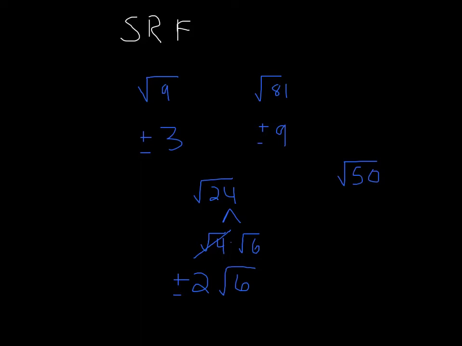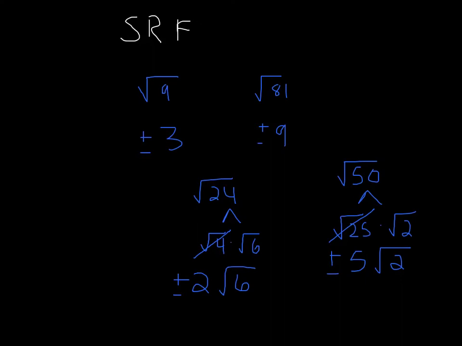Alright, so let's take a look at, say, the square root of 50. If you break it down, we can break that into the square root of 25 times the square root of 2, right? Because 2 times 25 is 50. Now, what's the square root of 25? The square root of 25 is 5. And then we still have this root 2 inside there. And then we put a plus and minus in there. There's your answer: plus or minus 5 root 2.